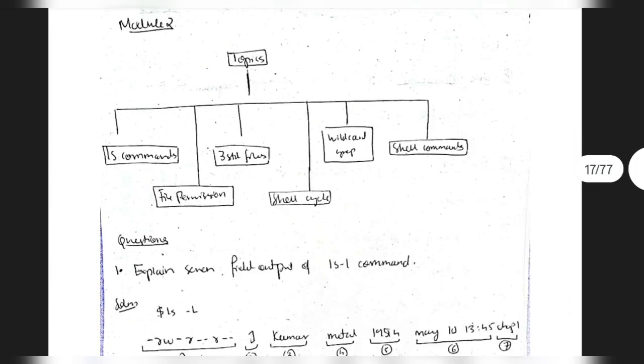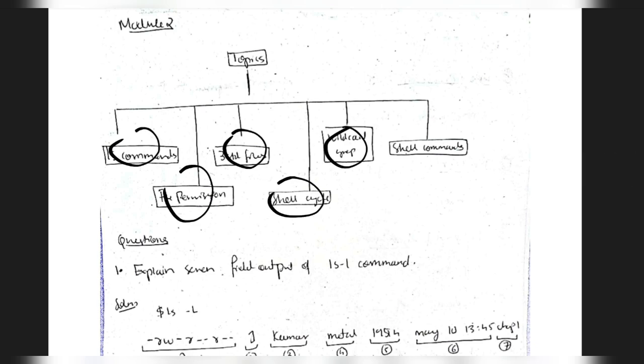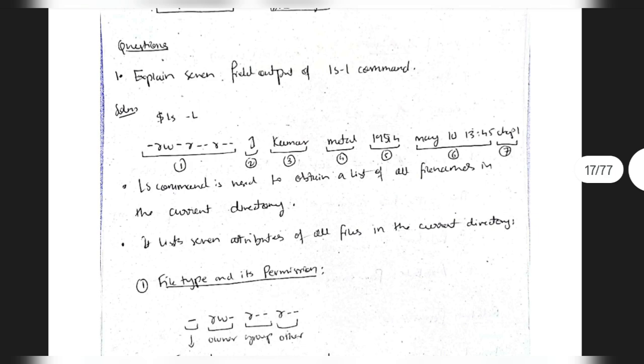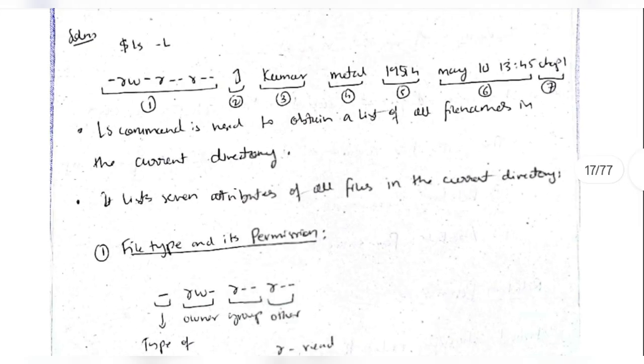Module 2 has the topics ls commands, file permission, three standard files, shell cycle, wildcard and grep commands, and shell commands. Each of these topics has some questions which we'll be discussing now. The first question is: explain the 7 field output of the ls -l command. This we had discussed in the previous module also, so we'll be revising now. In the 7 field output, the first field is about the permissions, the file type and permissions.